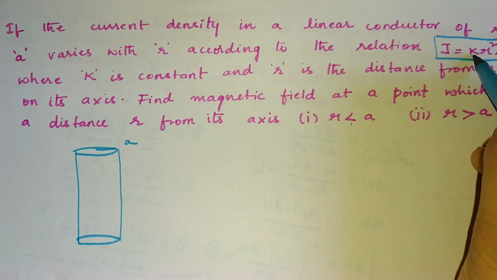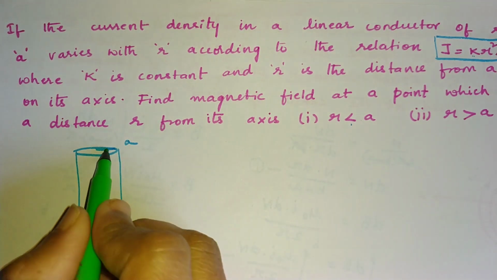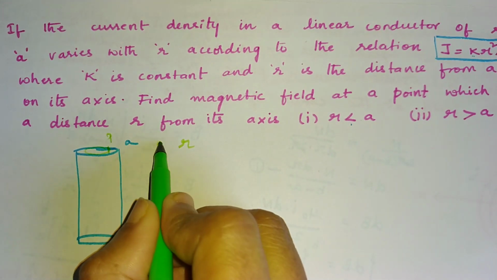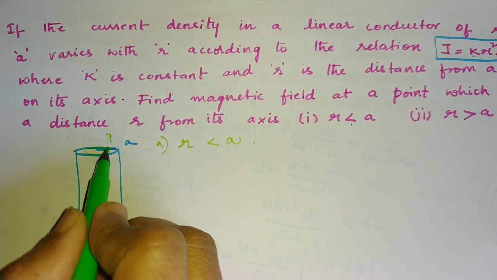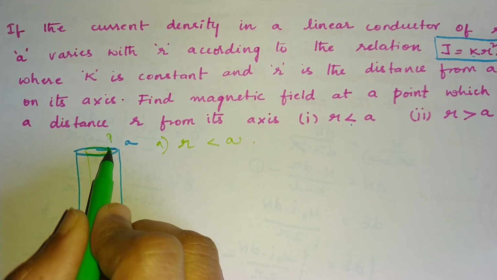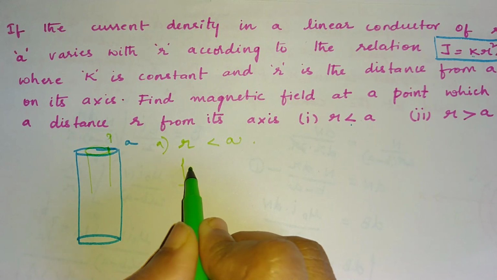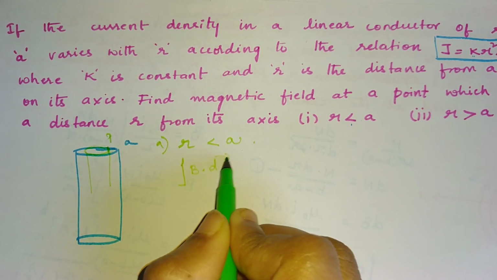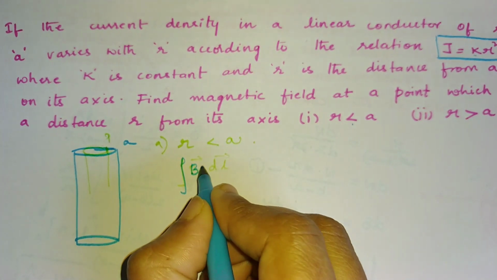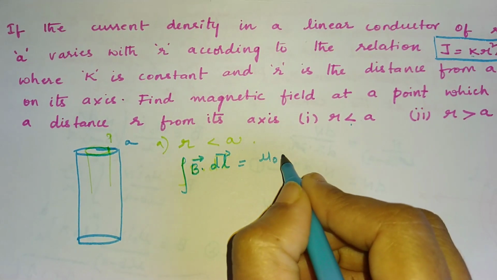Since J is equal to K into r square, first select a point P which is inside at this point. Construct an Amperian loop for r less than a. It is enclosing a certain amount of current. We need to find the current inside this smaller cylinder. To get it, I will again use Ampere's law. Integral B dot dl should be mu naught times the current enclosed, mu naught times I.